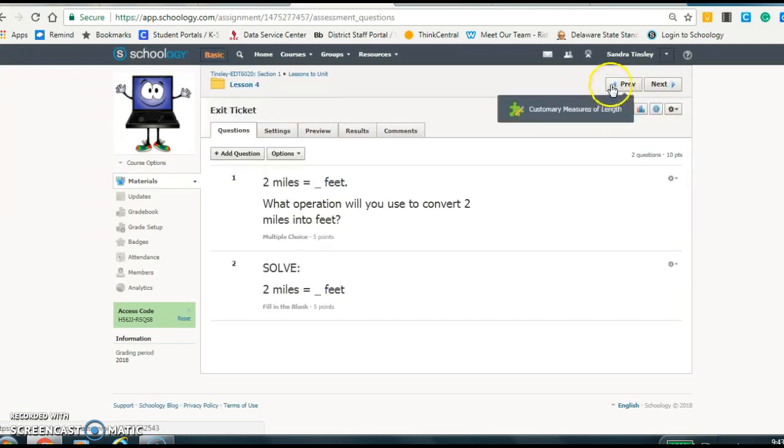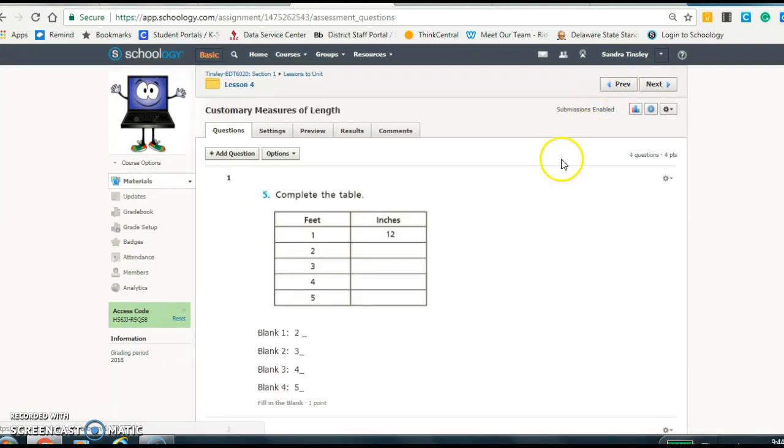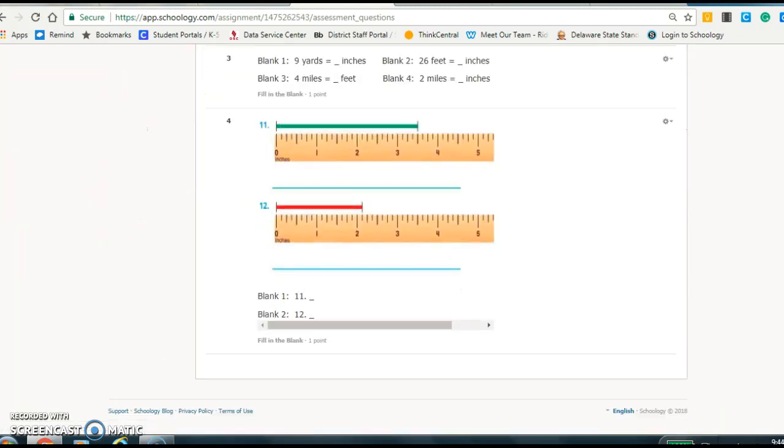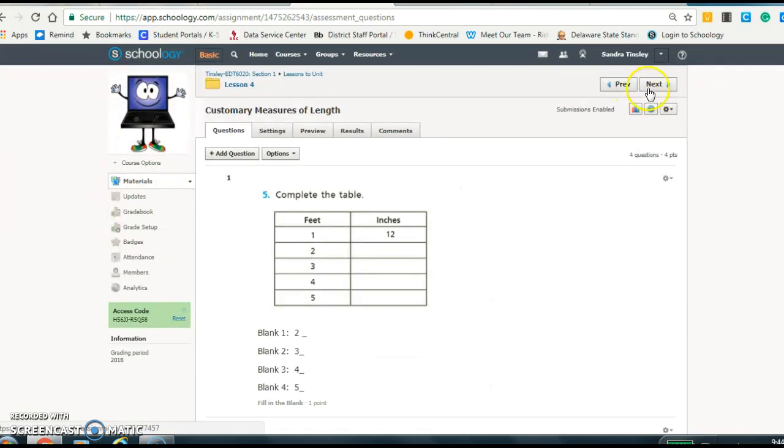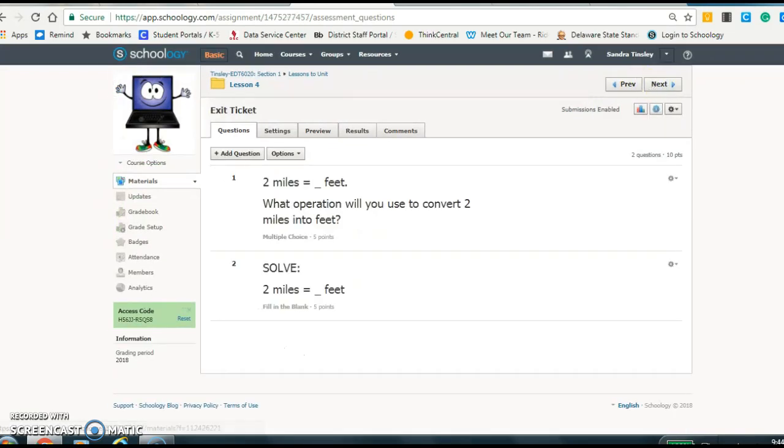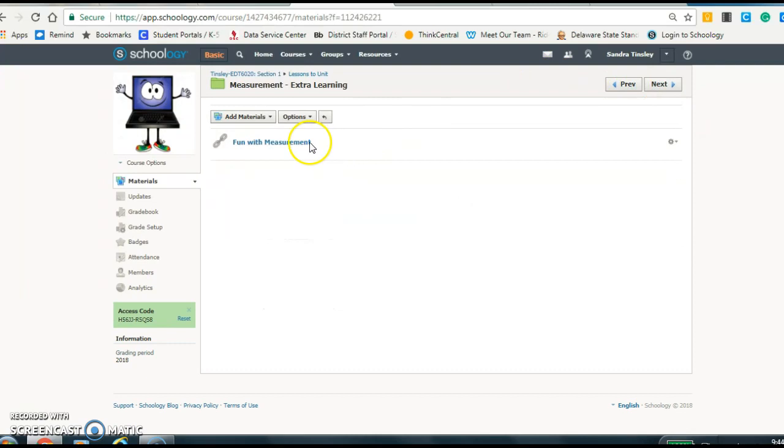After that, they'll do an assignment. I'll see how they're doing. They'll submit it to me, and when they feel ready, they'll do their exit ticket, and we'll see how they're doing, and that will get scored. That will end lesson 4.